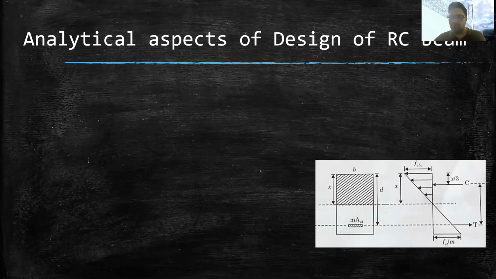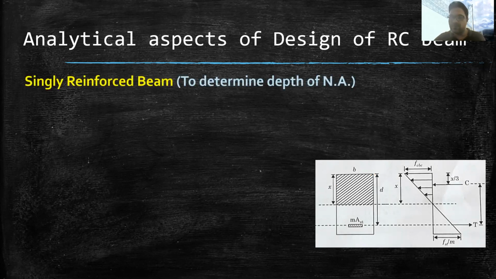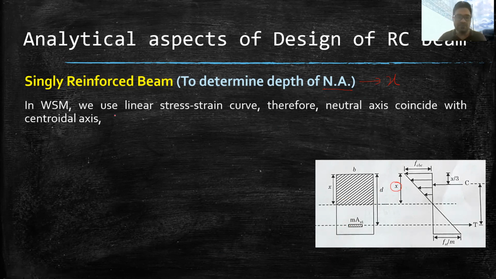Now we have studied this diagram. The parameter that we will try to find out is the depth of the NA, the neutral axis, which is the value of x. In the diagram, this is the value of x and we will try to find out this x value. In the working stress method, we use a linear stress-strain curve. This is what I discussed in the assumptions, and therefore the neutral axis coincides with the centroidal axis.